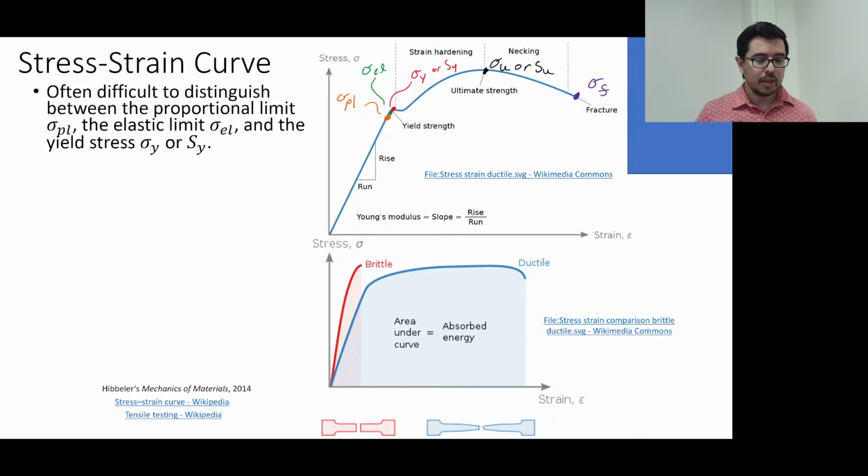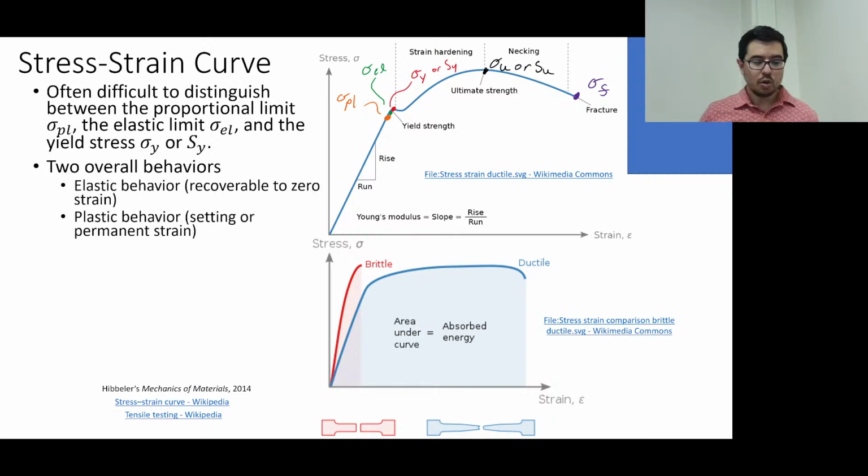So as we said previously, it's difficult to distinguish between the proportional limit, the elastic limit, and the yield stress or the yield strength. So you're going to typically just write out the yield strength. We have two overall behaviors, elastic behavior and plastic behavior. This is the plastic regime, this is the elastic regime.